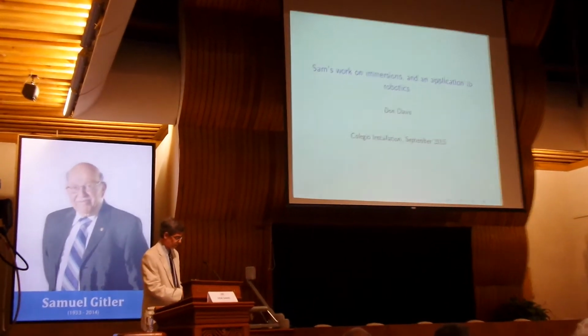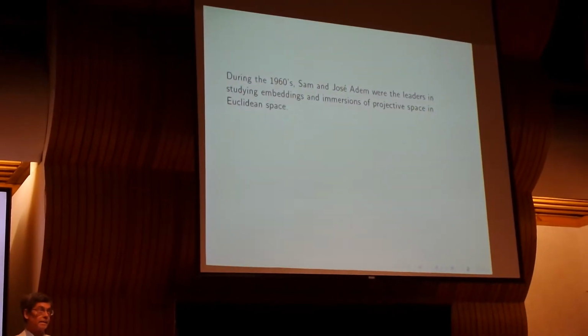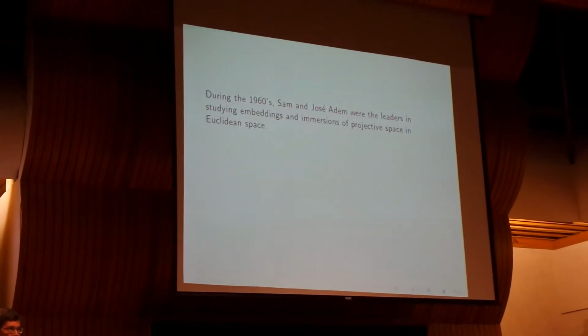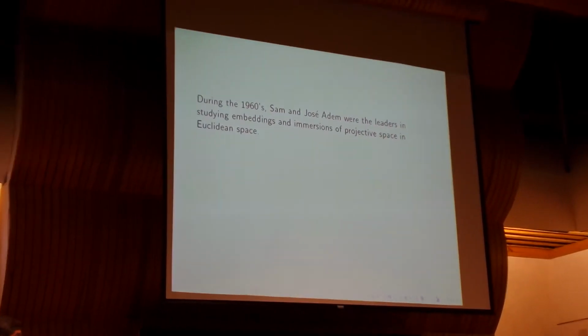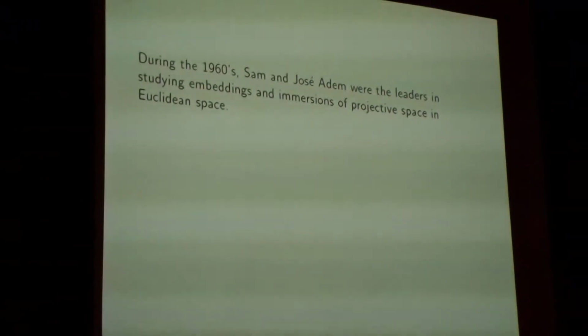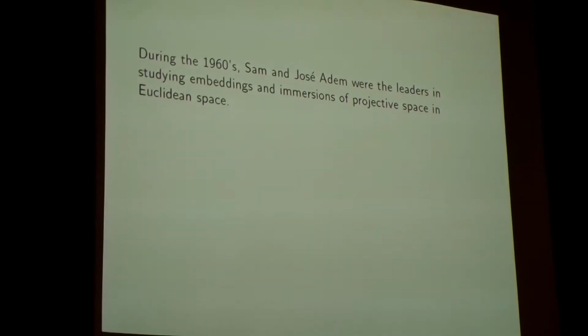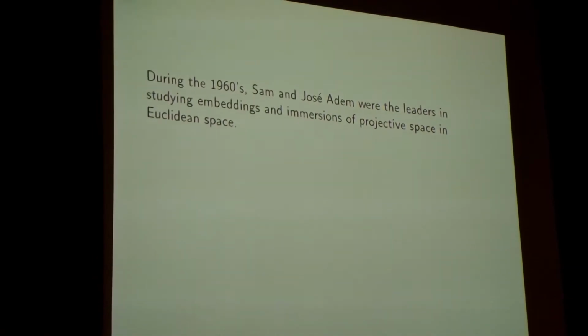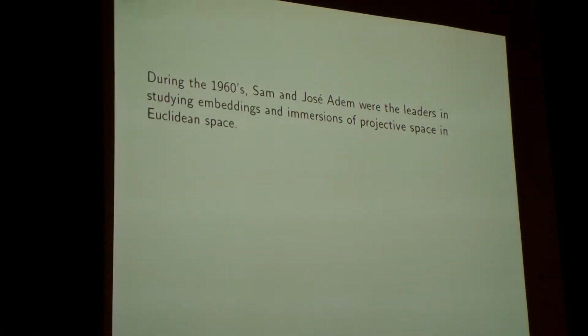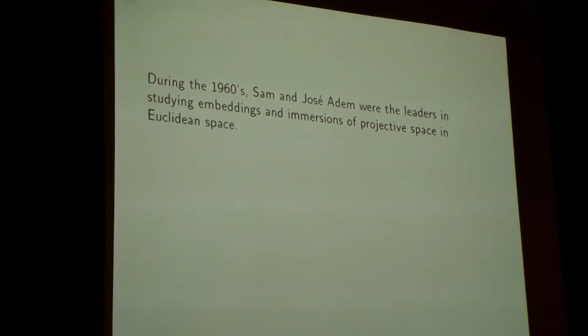In the 1960s, Sam and Jose Adem, who is also enshrined in this place, were the leaders in the problem, which was the central problem in algebraic topology at the time, of embedding projective spaces in Euclidean space. I want to talk a little bit about their work on that problem and then how it later had an application in robotics. So I'm going to begin by talking about dimensions.